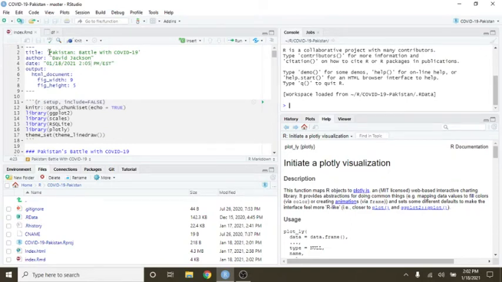Today is January 18, 2021. Get ready to run my data analysis for Pakistan.